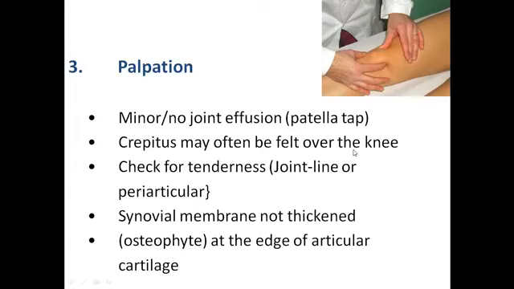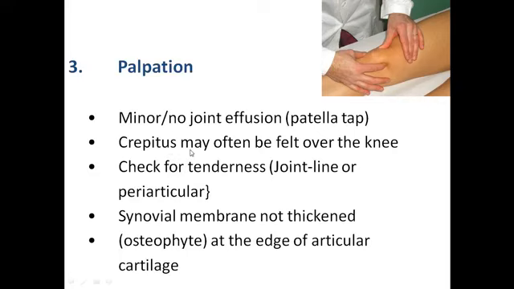Now goes the palpation. There is minor or no joint effusion if you go for a patellar tap, because in most osteoarthritis cases, especially of the knee joint, swelling is found around the joint but not intra-articular. Effusion mostly occurs when inflammation is there, most commonly found in rheumatoid arthritis. So we have to test by patellar tap to exclude the disease.